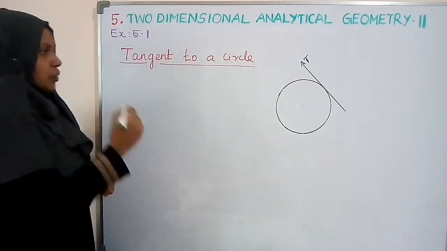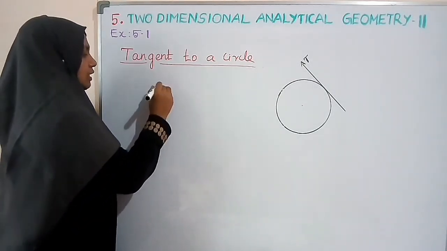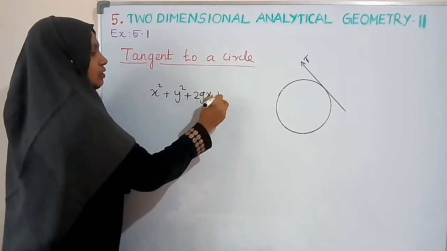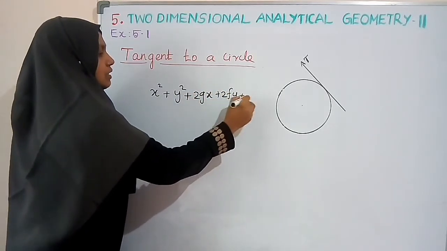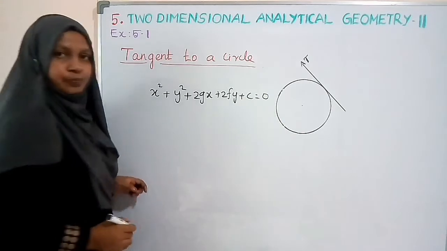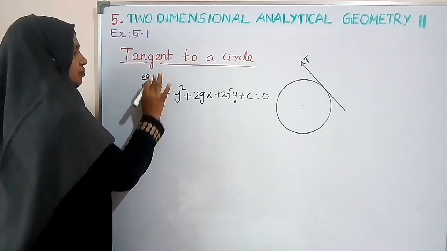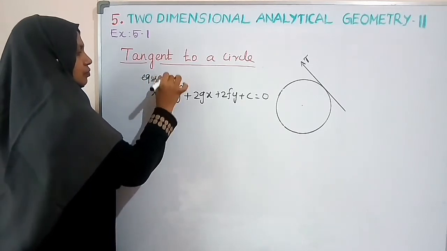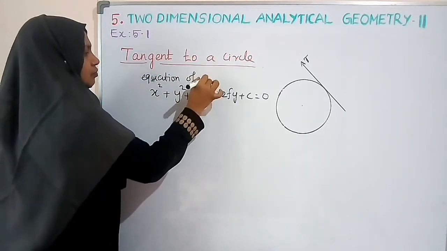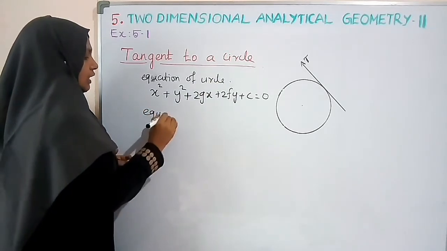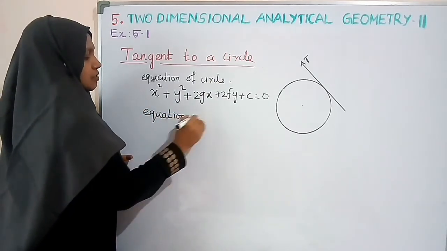Yes, write the equation of circle. It is x square plus y square plus 2gx plus 2fy plus c is equal to 0. So this is the equation of circle. Now from this I am going to write the equation of tangent.